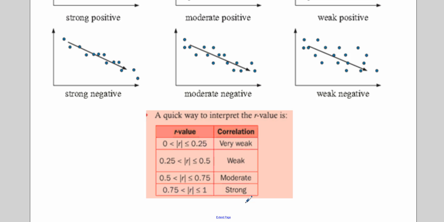Your textbook has got a definition of what might be considered weak, moderate, and strong. Each textbook says something completely different. Your textbook says strong is where you've got your values between roughly 0.75 and 1. So something like negative 0.8 would be strong negative. Something like positive 0.78 would be strong positive. Moderate, they're saying, is between 0.5 and 0.75. Weak would be between 0.25 and 0.5.